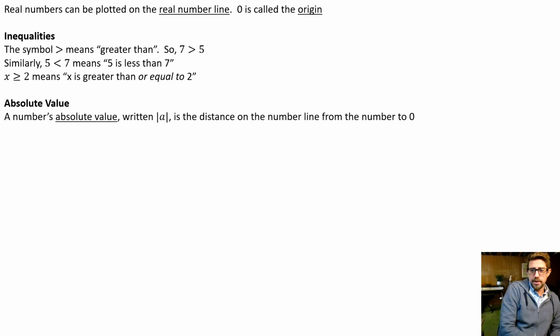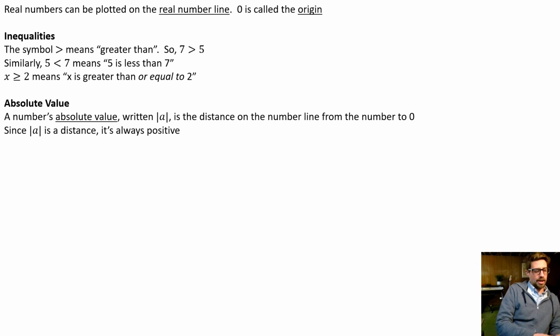Absolute value, this is another important concept. A number's absolute value is written with the number in little vertical bars like that. So A is my number, and it's written in little vertical bars. The way I define it is the distance on the number line from the number to 0. So it's incredibly easy to compute a number's absolute value, but we have to understand the concept. And so I do like using the word distance.